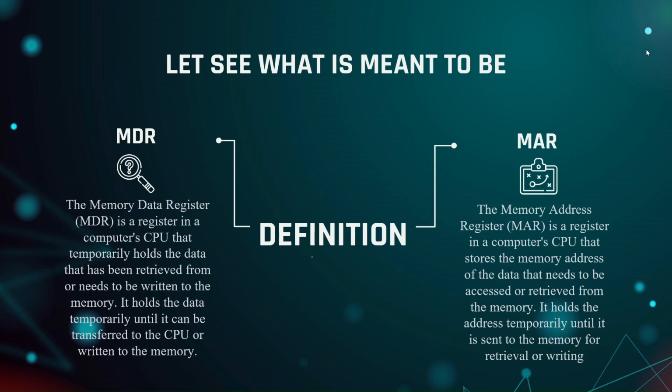So, what is MAR? The Memory Address Register. It is a register in the computer CPU that stores the memory address of the data that needs to be accessed or retrieved from the memory. It holds the address temporarily until it's sent to the memory for retrieval or write.